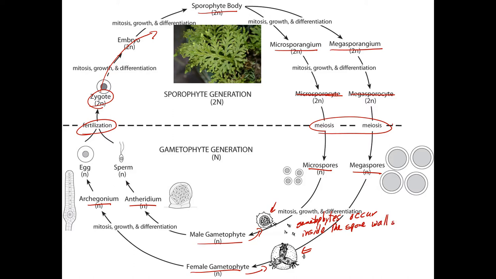So inside the microspore wall or inside the megaspore wall. They are therefore called endosporic, endo meaning inside the spore, gametophytes. And those types of gametophytes occur in these heterosporous life cycles. So this is a heterosporous life cycle. And in those heterosporous life cycles, we have endosporic gametophytes inside the spore. And that's true of all extant plants.